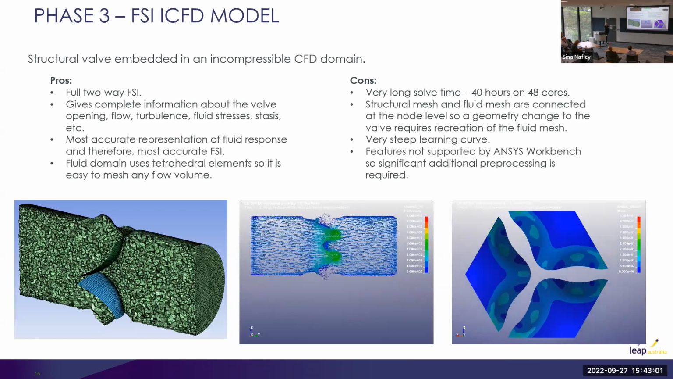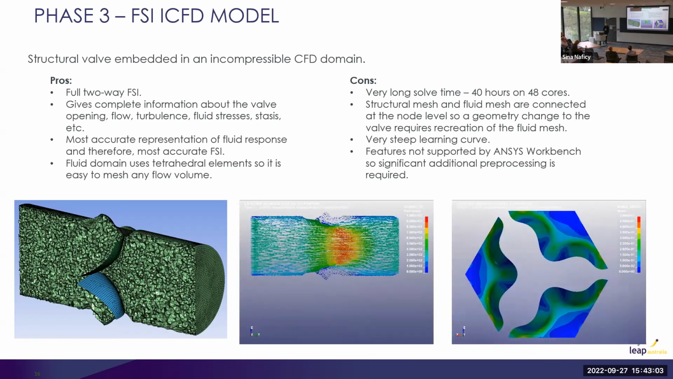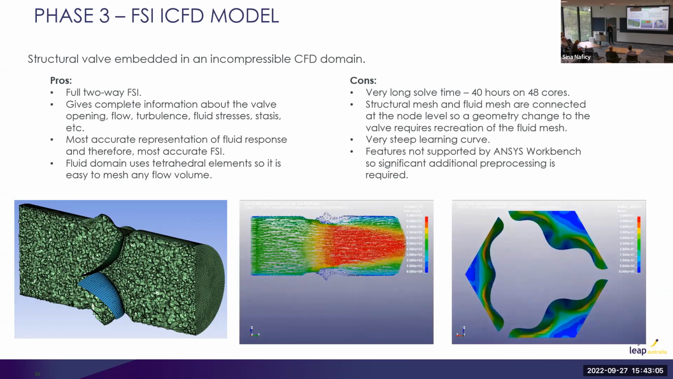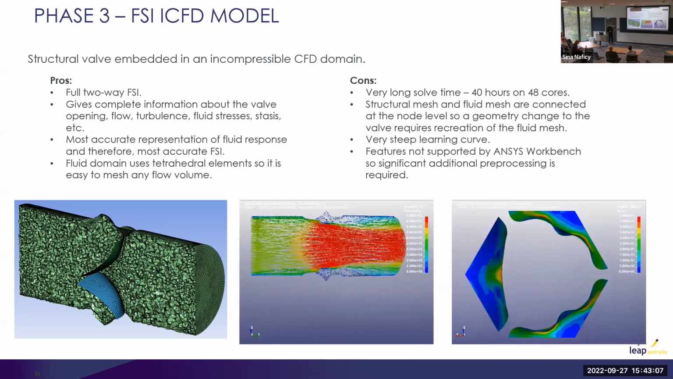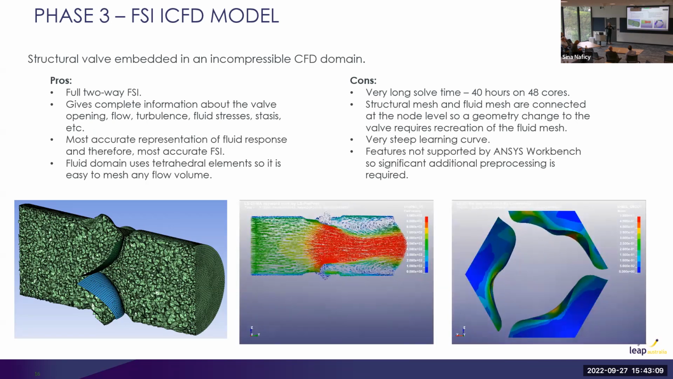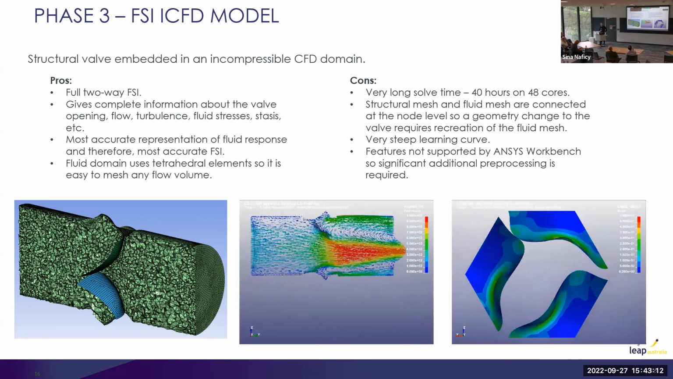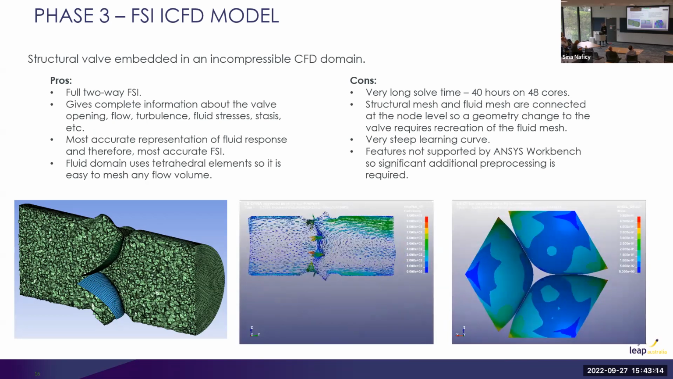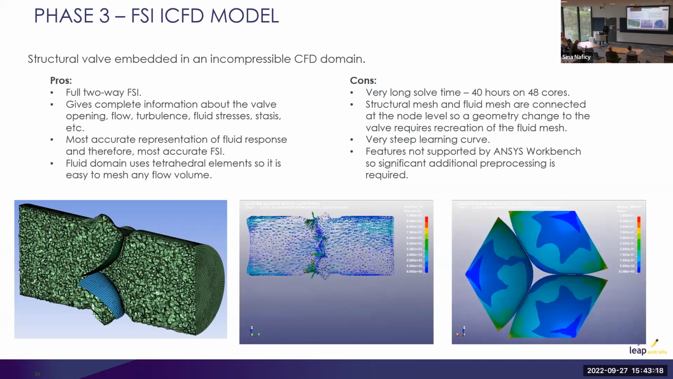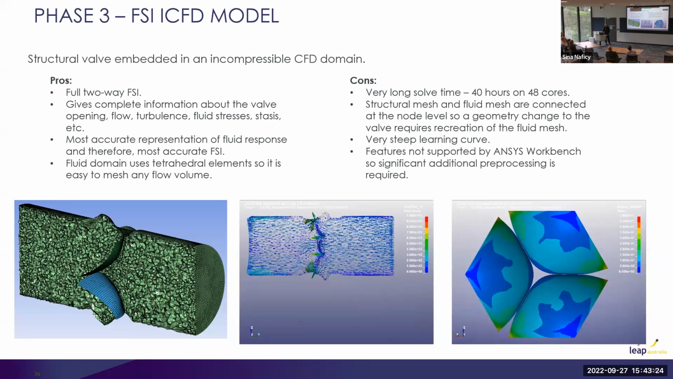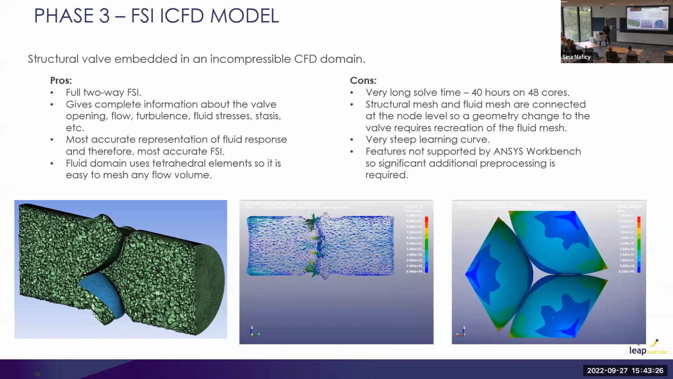Then this is phase 3. So this is the full FSI. So this is all tetrahedral elements, which is really great because it's easy to mesh a complex domain with tetrahedral elements. So you can have any arbitrary shaped domain representing the blood vessel. It gives us full two-way FSI. It gives you complete information about the valve opening, flow, turbulence behavior, fluid stresses, all that sort of stuff.